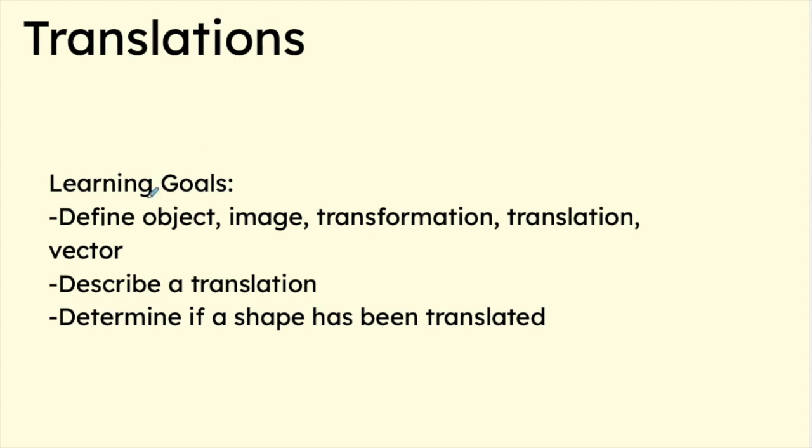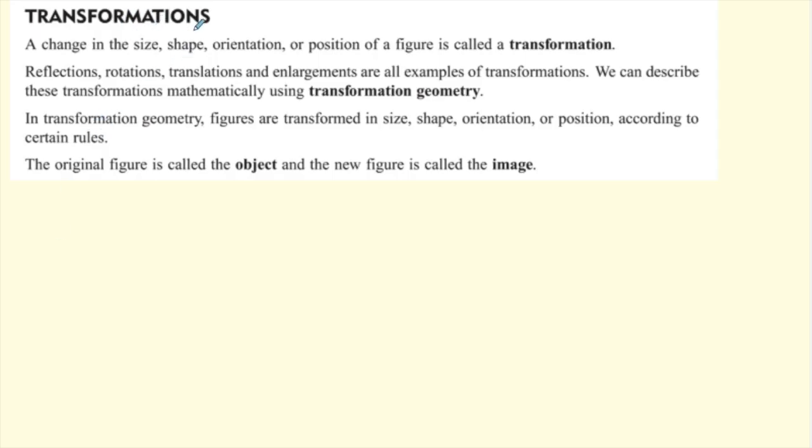Our learning goals here are to define object, image, transformation, translation, and vector. And we're going to describe a translation and determine if a shape has been translated. Just a little refresher on transformations.